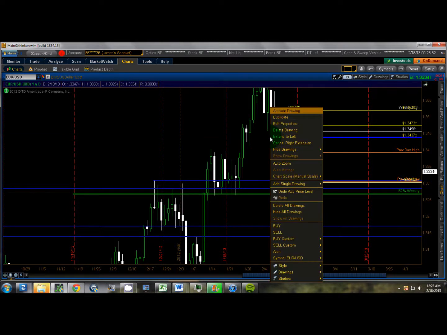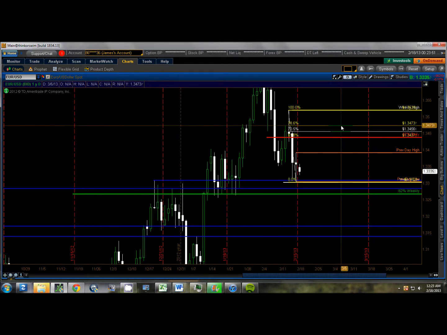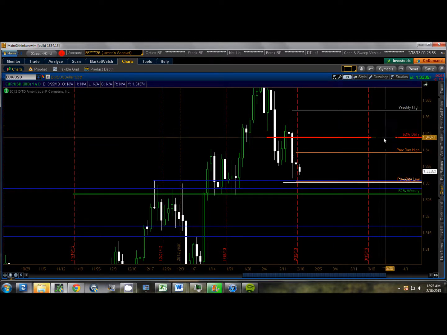We'll drop it down right there, and I'm going to make this guy red, because this is in a downswing, right? I'm going to call this 62% daily level, and I'm going to show this on the right edge, and I'm going to make it red. And I'm going to make it a little wider so it's easier to see. Alright, so now I can get rid of my fib if I click on it. So the fib's gone, and that guy's still there.